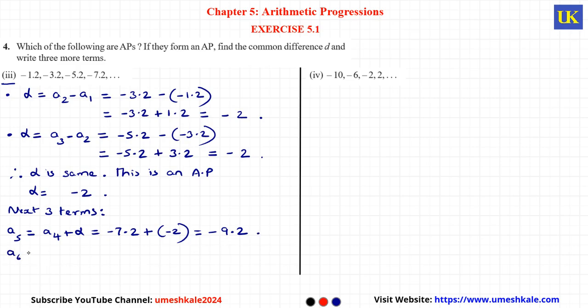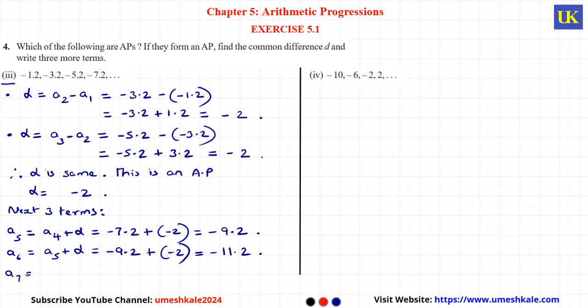Now we will find a sixth term. Here we need to take a5 plus d to find a6. And a5 is how much, just now we found out, it is minus 9.2 plus d is minus 2 and plus minus will become minus. So minus 9.2 and minus 2 will become minus 11.2.